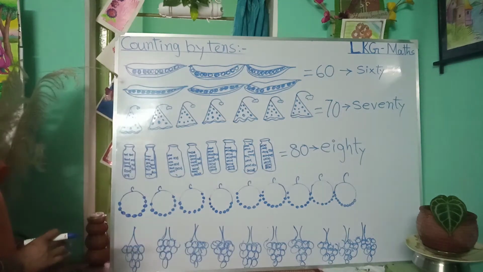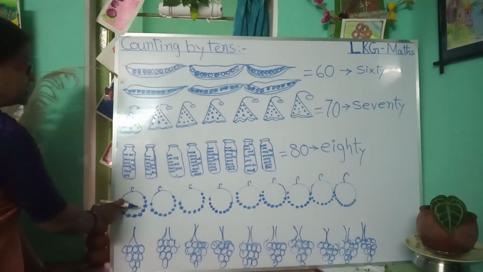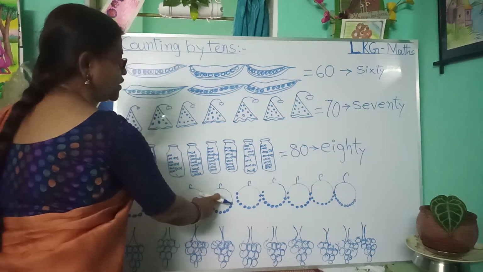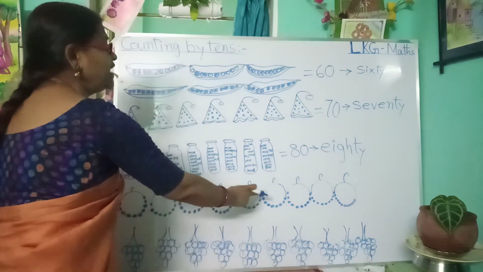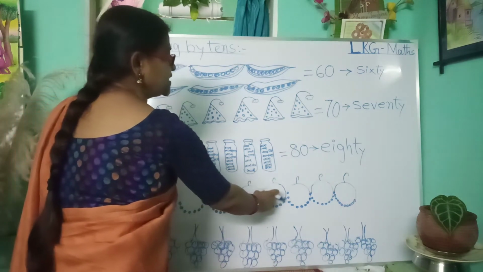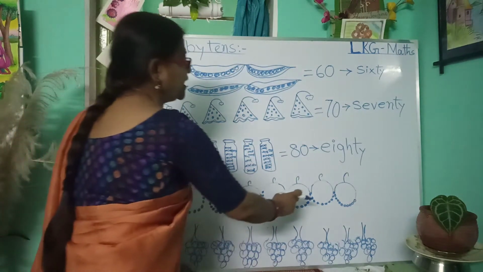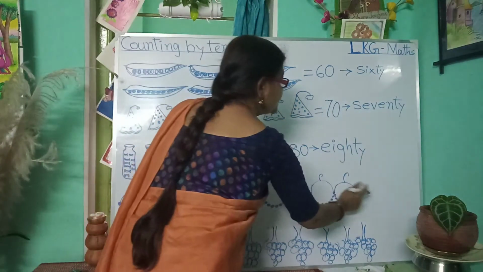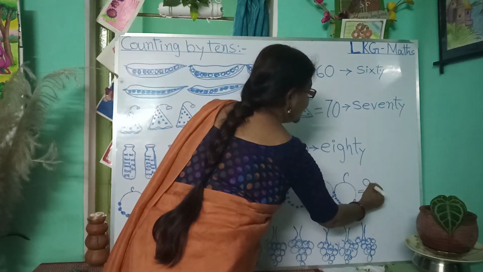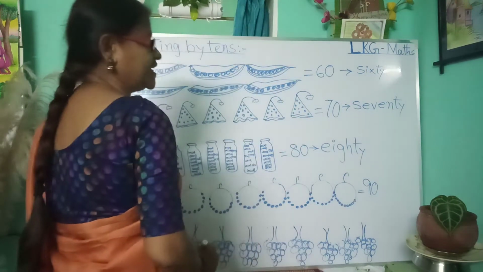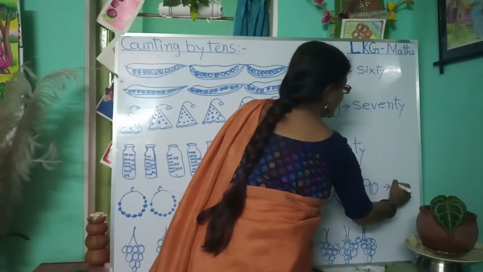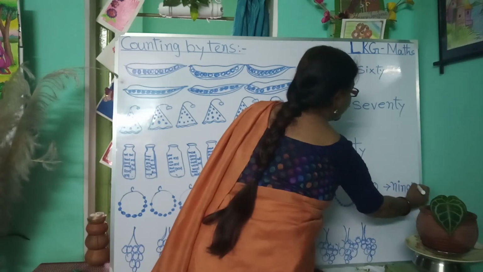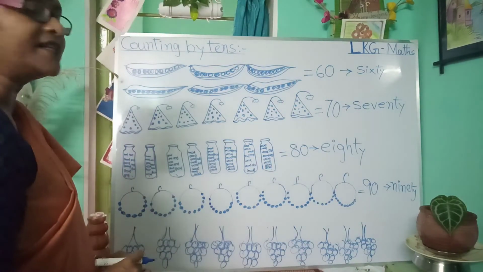How many beads are here? 1 ten, 2 tens means 20, 3 tens means 30, 4 tens 40, 5 tens 50, 6 tens means 60, 7 tens means 70, 8 tens means 80, 9 tens means 90. 90 beads are here. The spelling of 90 is N-I-N-E-T-Y. 90.